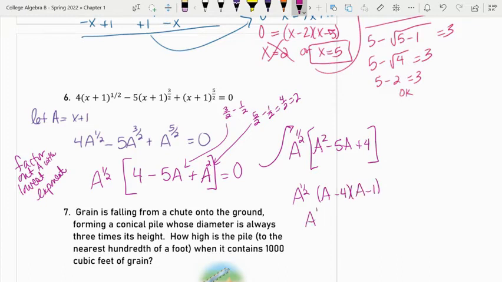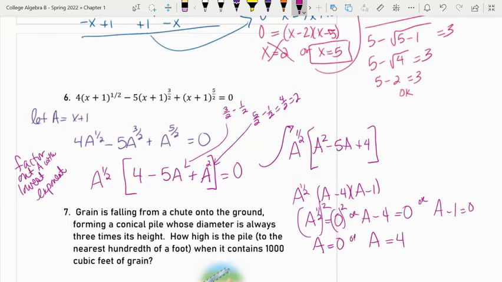Which means a to the 1/2 equals 0, a minus 4 equals 0, and a minus 1 equals 0. So the first one here, I would square both sides to solve for a. So a is 0. Here I can see a is 4. And the last one is a equals 1.